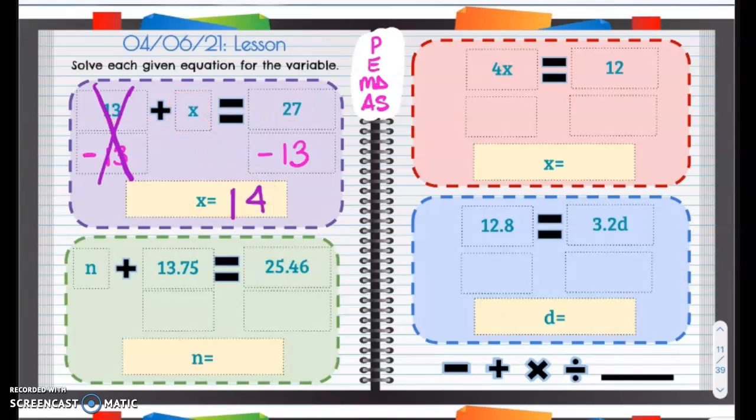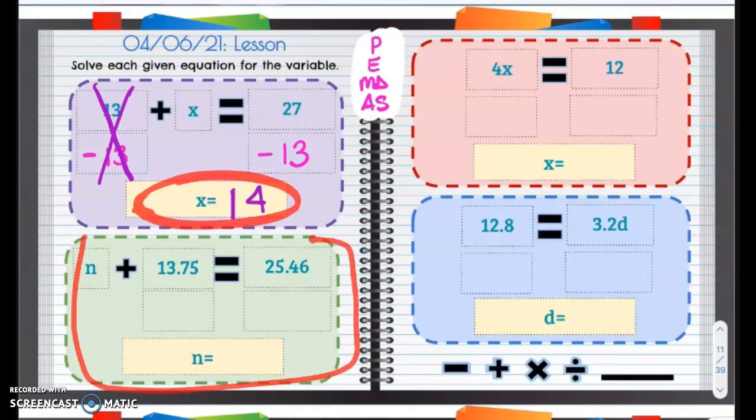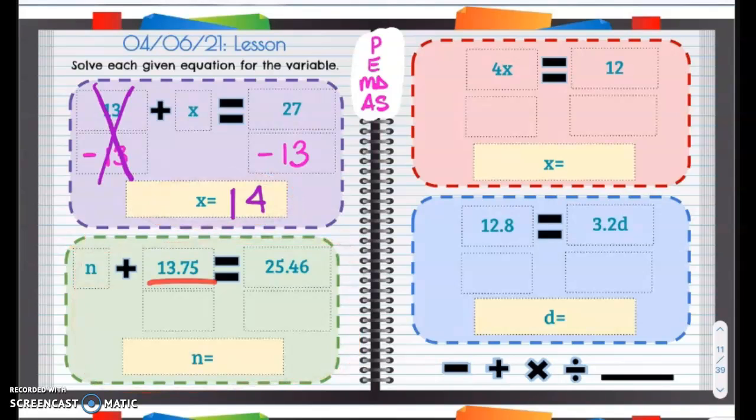So that's it for your answer up there. Let's take a look down here. So we have a number n plus 13 and 75 hundredths equals 25 and 46 hundredths. Well, the opposite of adding is going to be subtracting, just like what we did. So we're going to subtract 13 and 75 hundredths. If we do that to one side of the equal sign, we have to do that to the other side. So we have to subtract 13 and 75 hundredths from this side as well.